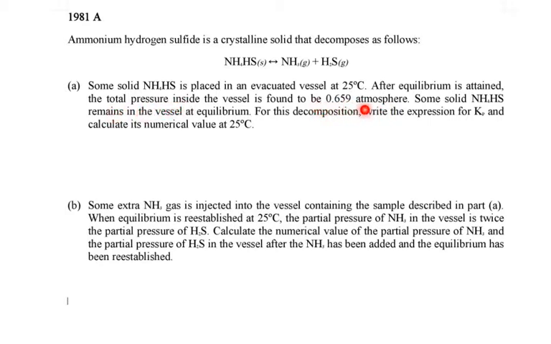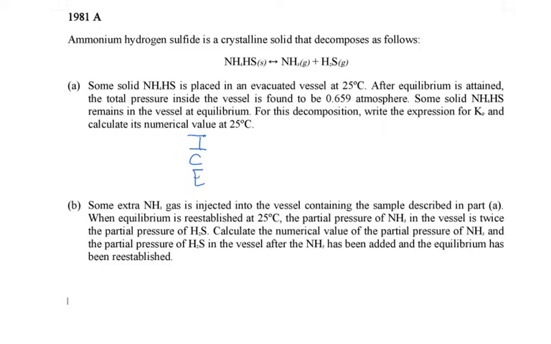And it tells you that after equilibrium is attained, the total pressure inside the vessel is found to be 0.659 atmospheres. So what they want you to try to find out is the value for Kp. It first says to write the expression for Kp and then calculate its numerical value. So what you need to be thinking of is an ICE chart, and when we get to our pressures, our equilibrium pressures are going to add up to equal this total. So let's do that now. Let's go ahead and set up the ICE chart.